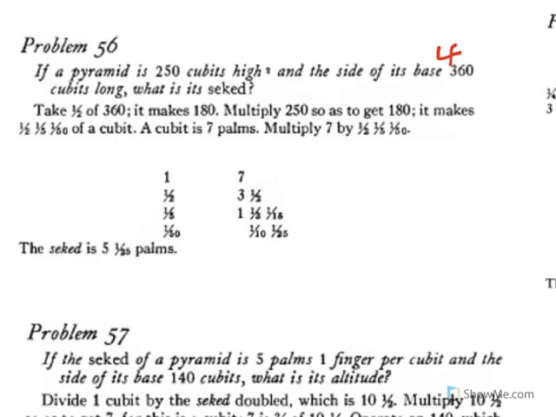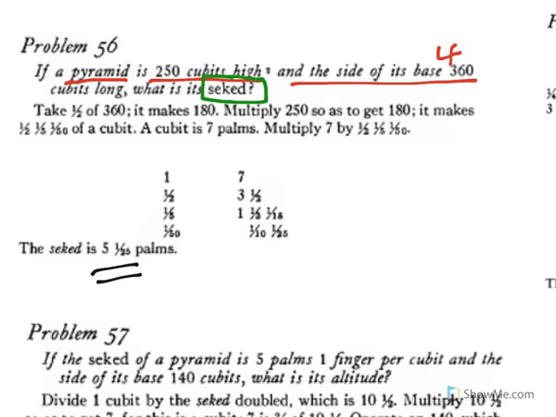Now, the most unfamiliar set of questions in the Rhind Papyrus is where they have a question about a pyramid, and they tell us how high it is and the side of its base. And they ask for a very unfamiliar term. I don't even know how to pronounce it, but I say second. So let's see what they're talking about. We can see that the answer is 5 1/25 palms. But what does that even mean?